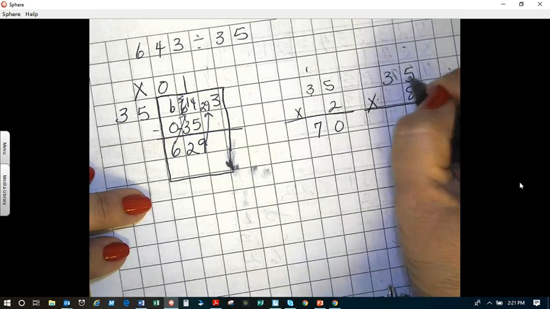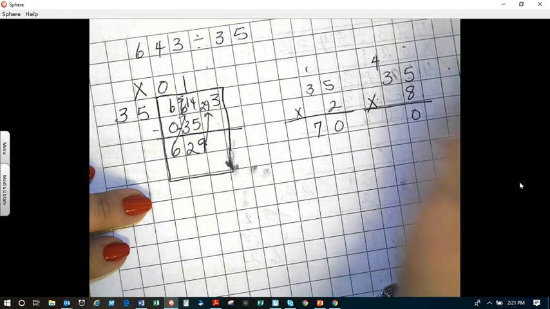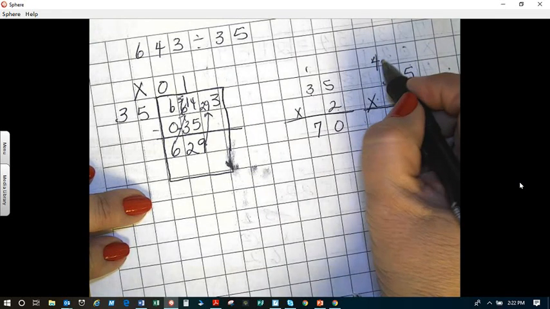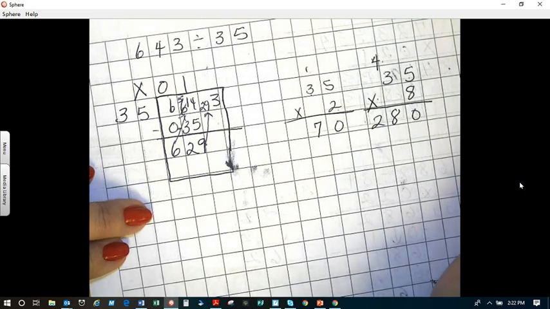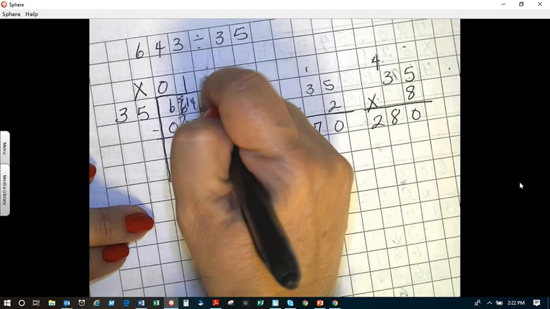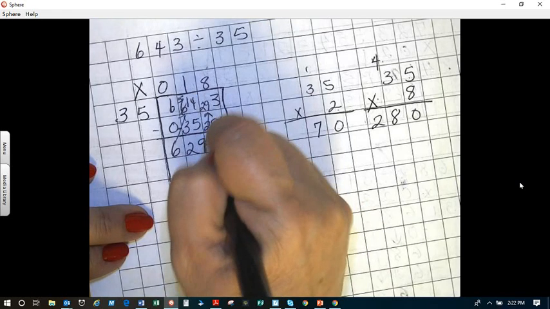8 times 5 equals 40. 8 times 3 is 24, 25, 26, 27, 28. Okay, very good. So it's 280. So we're looking at 8 here. 280. I'm going to subtract that out.